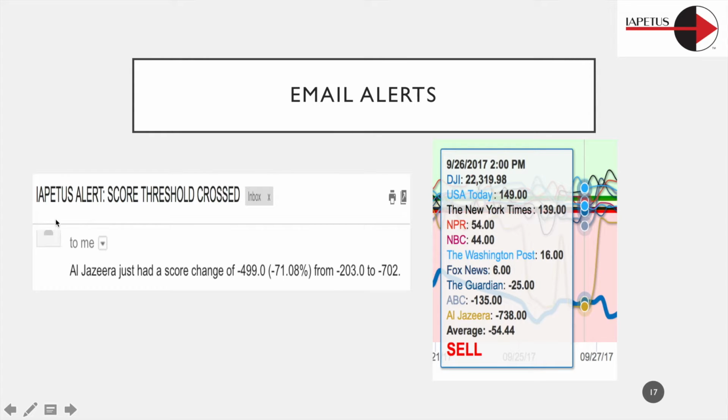Email alerts. So Iapetus alert, so we will let you know when there's a score threshold cross. So this was a pretty drastic one here. You can see this dip. Al Jazeera dropped several hundred points, prompting this value and this sell recommendation.